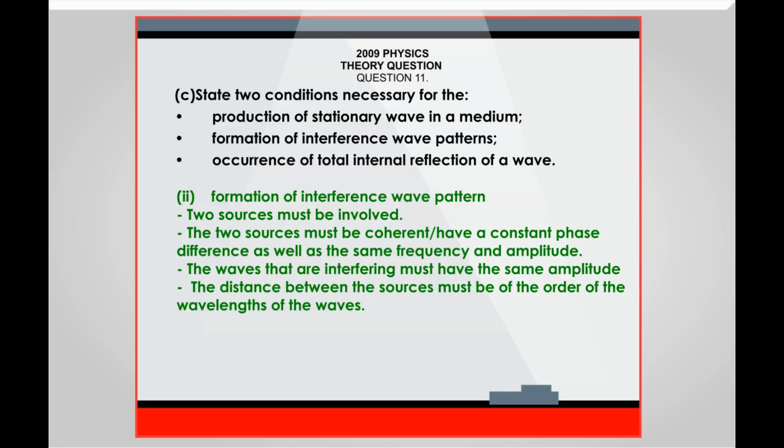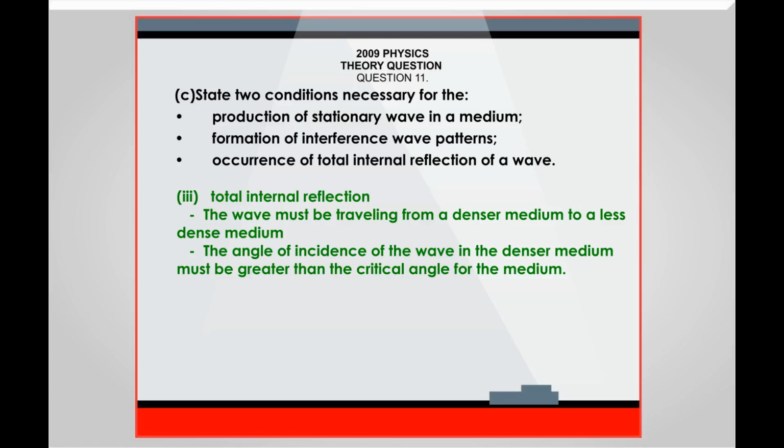II. Formation of interference wave pattern. Two sources must be involved. The two sources must be coherent, that is, have a constant phase difference as well as the same frequency and amplitude. The waves that are interfering must have the same amplitude. The distance between the sources must be of the order of the wavelengths of the waves.